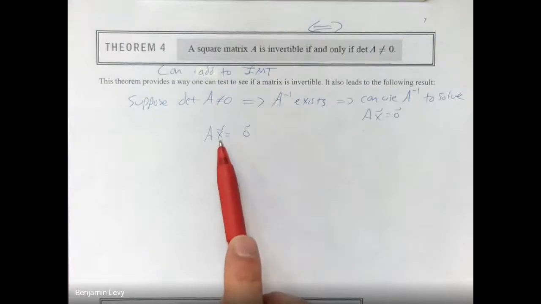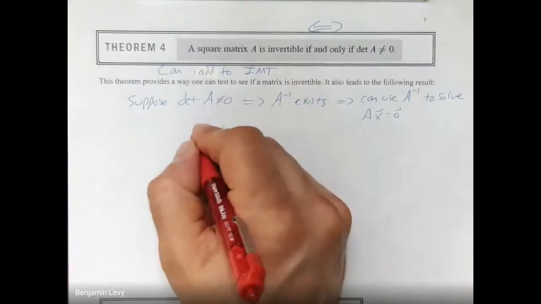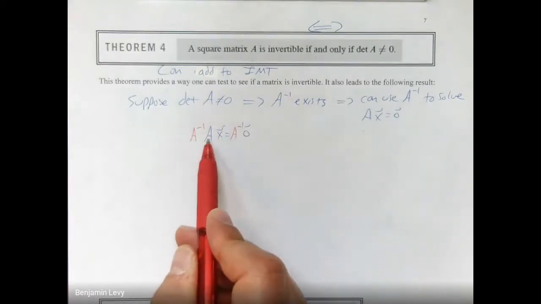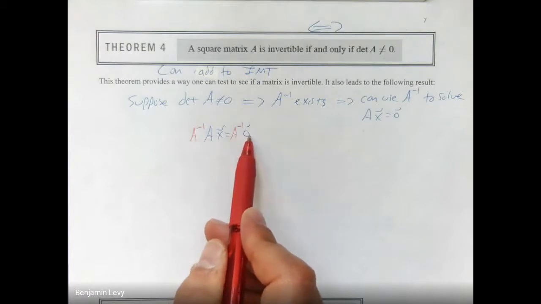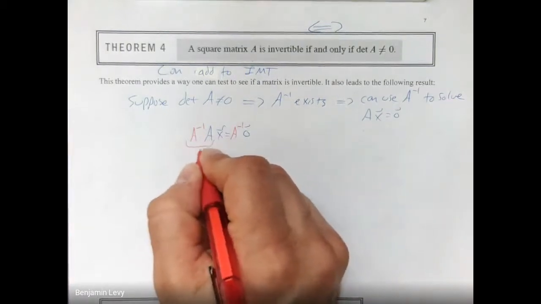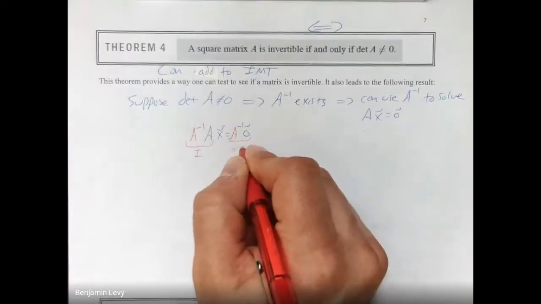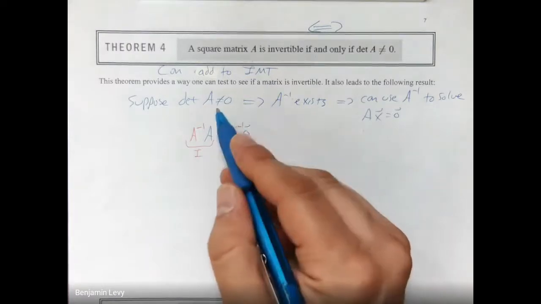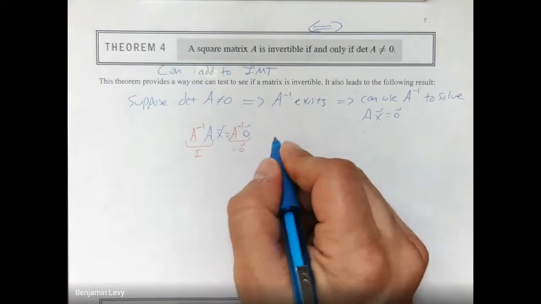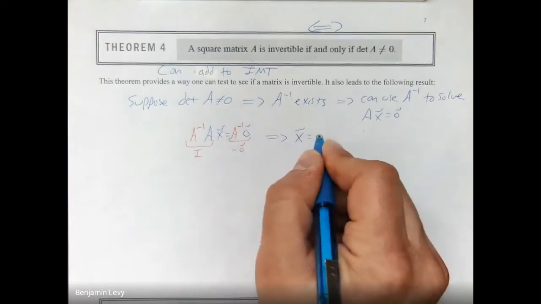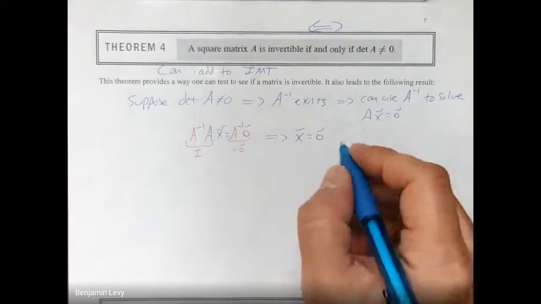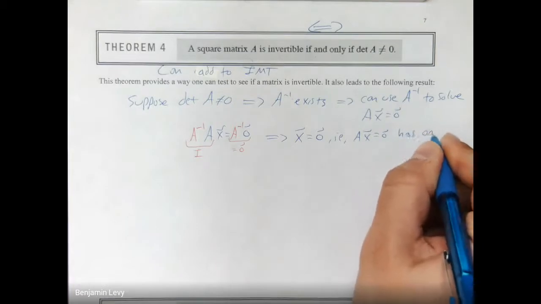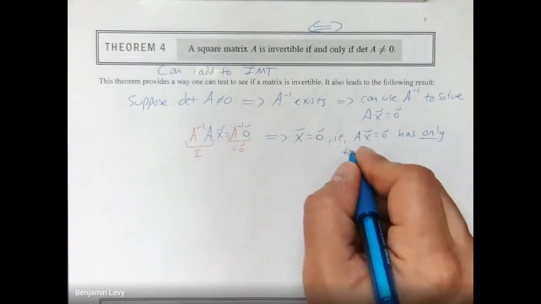Remember, if you want to get x by itself and you know the inverse exists, you can multiply on the left by the inverse, because A inverse times A cancel each other. And then you have A inverse times 0, so that just equals 0, right? So in other words, you get the identity matrix times x equals 0. And so if the determinant is not 0, that means the inverse exists, which means you can solve this, which means AX equals 0 has the 0 solution. In other words, AX equals 0 has only the trivial solution.